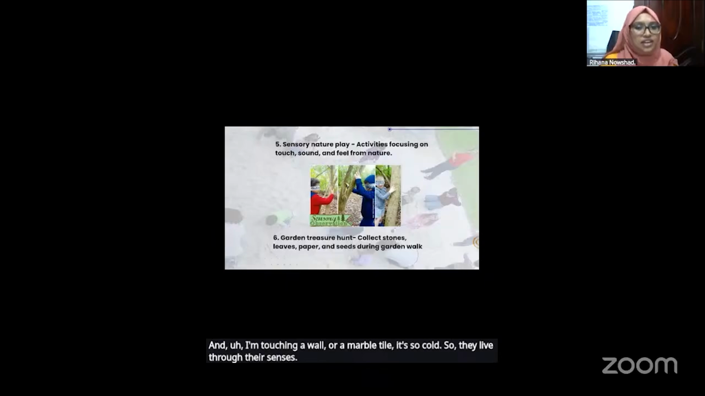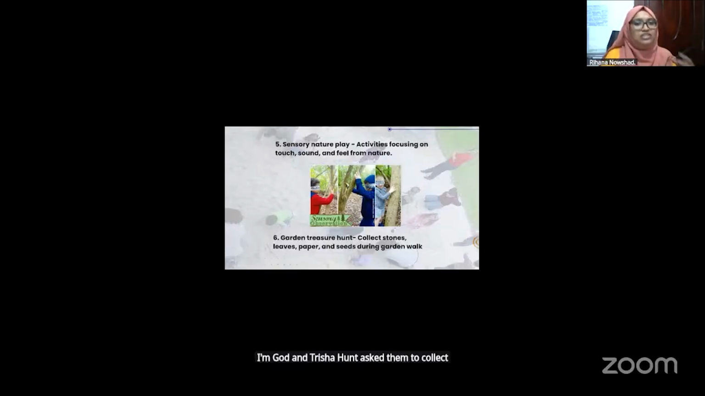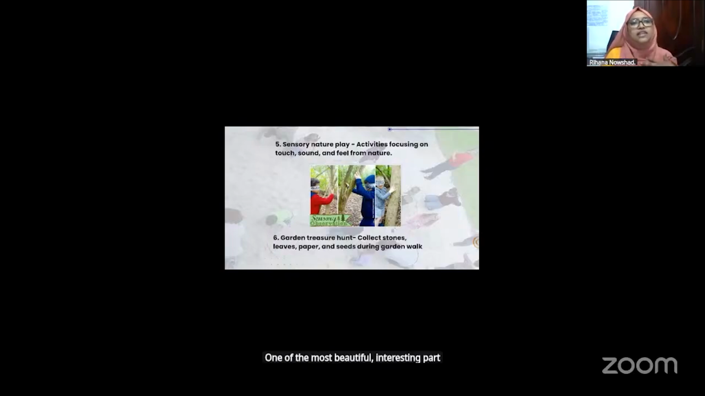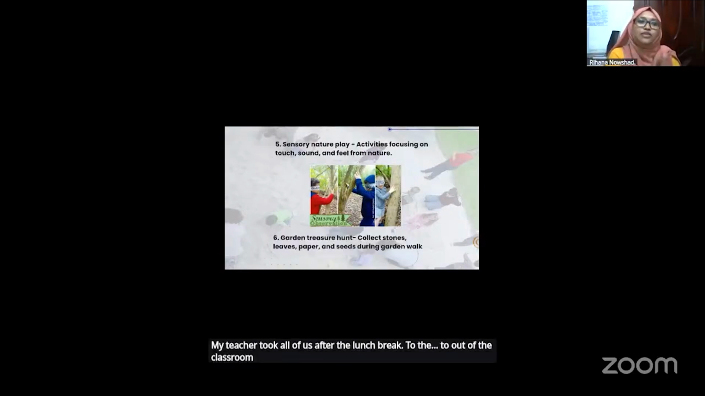And for a garden treasure hunt, ask them to collect stones, leaves, paper, and seeds during their garden walk. One of the most beautiful and interesting parts we did in my childhood was that we had a lot of jackfruit trees outside my kindergarten classroom. My teachers took all of us out of the classroom after the lunch break. We collected beautiful jack leaves of various colors, from green, light green, brown, orange, and different colors.